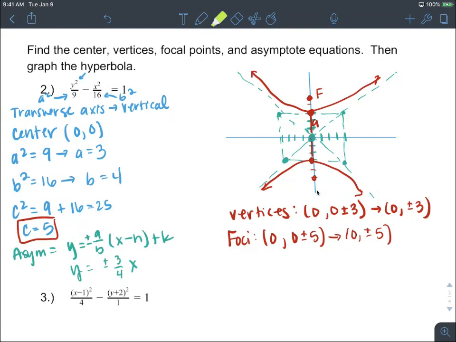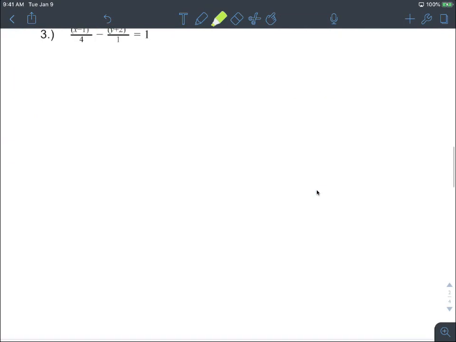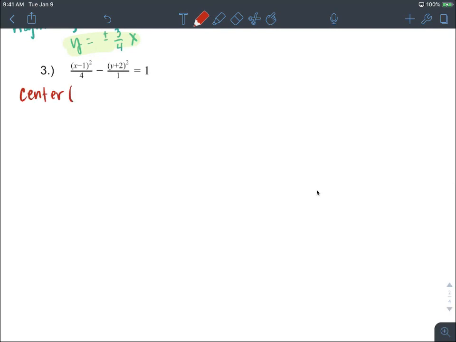Oops, I have that, and my graph. Let me see my center. Oh, my center. Okay. Okay, last one. My center, h comma k, is 1 comma negative 2.